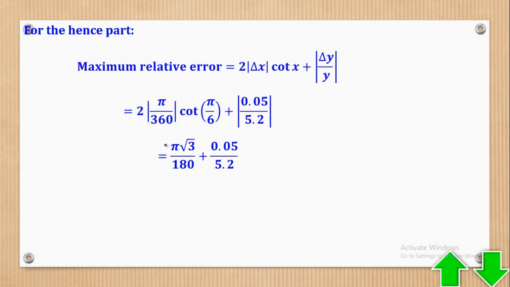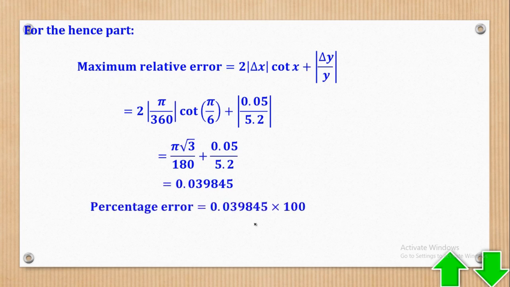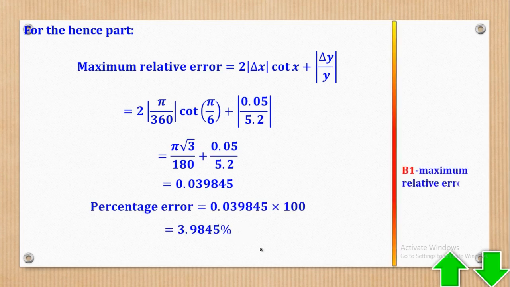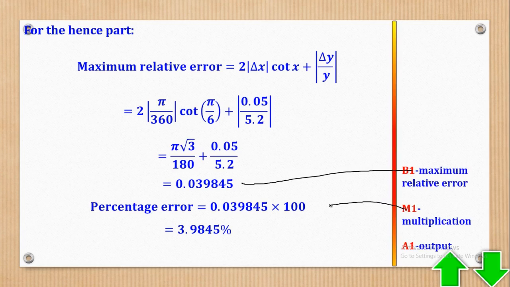Then when I simplify further, I'll come up with that as my maximum relative error. But the question asks for percentage error, therefore we have to multiply by 100 to come up with our percentage error as 3.9845%. So basically that's what they wanted. Now let's see how marks can be awarded. B1 for maximum relative error, M1 for multiplication, A1 for output.